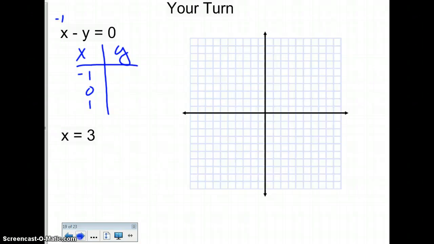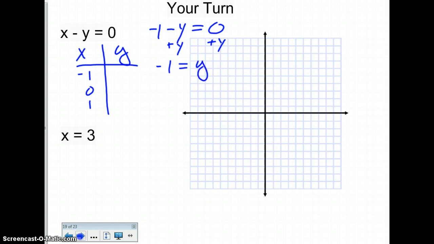So when we put in -1, we get -1 minus y equals 0, and we're going to have to add y. We get -1 equals y. So when I put -1 in for x, y ends up being -1.